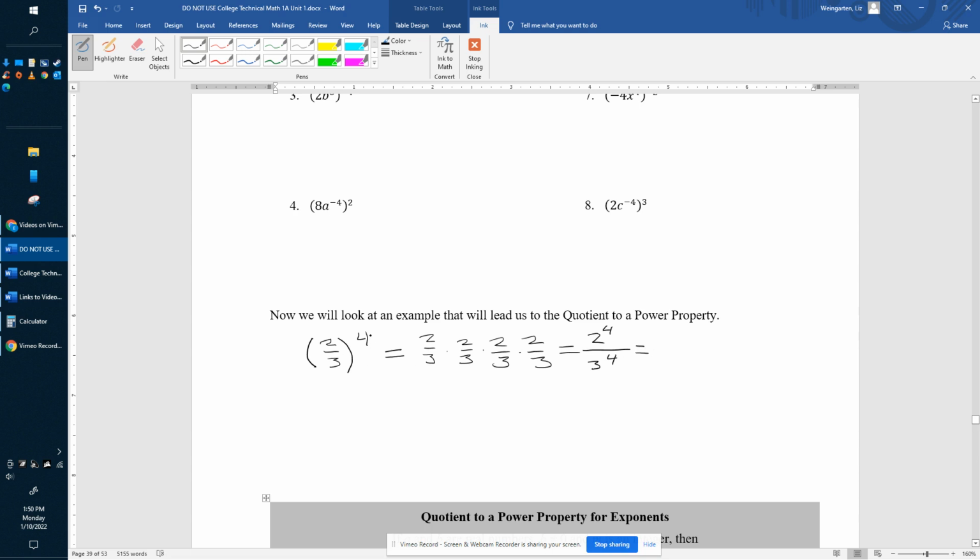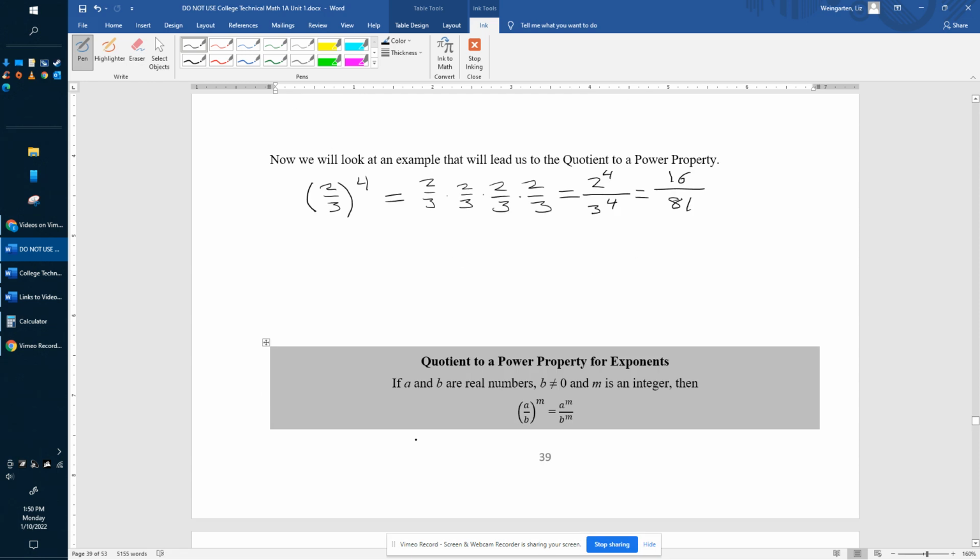So we can do the same thing. We can distribute that 4 to the 2 and 2 to the 3 using the quotient to a power property for exponents. What is 2 to the 4th? It is 16. What is 3 to the 4th? It is 81. So that is going to be your final answer for that one. So here is our official quotient to a power property for exponents.